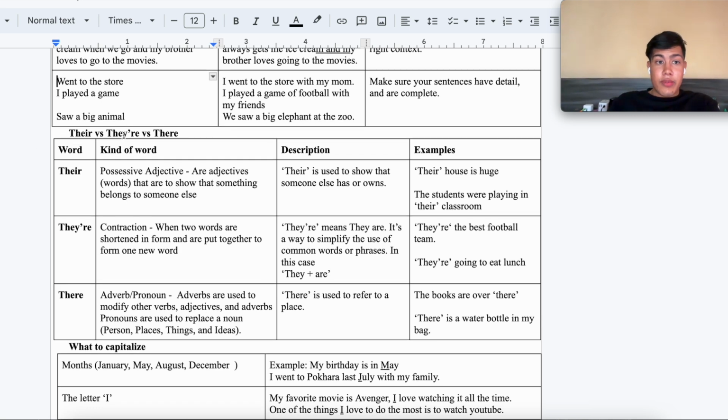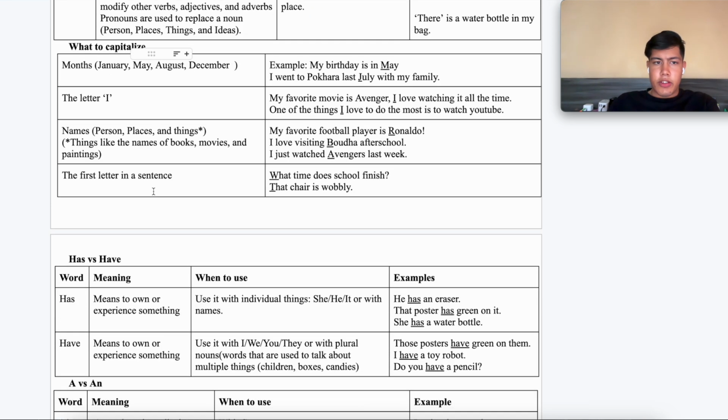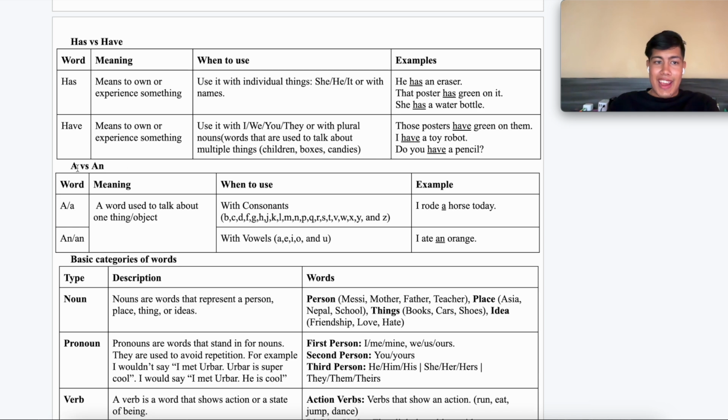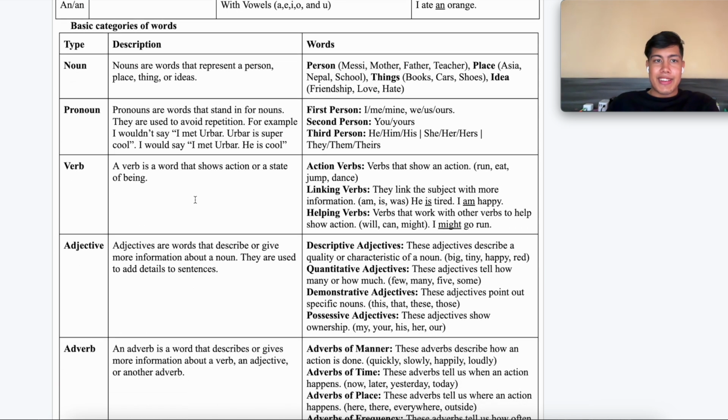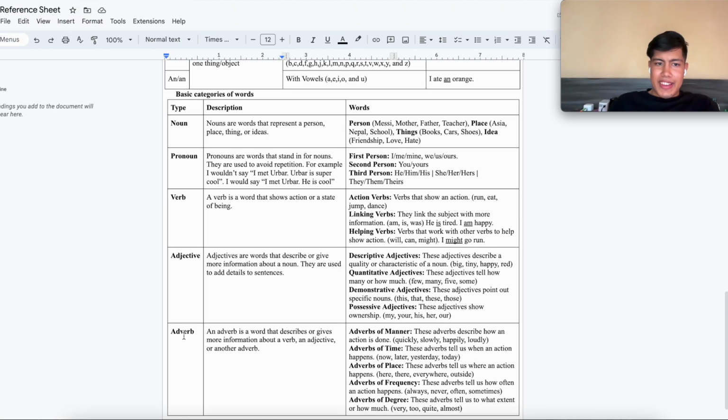Also, there is another focus. What to capitalize is another focus. Has versus have is another focus, a versus an, and then the basic categories of words. Now, this last part's a little scary. I understand. Some of you guys understand this somewhat well, some of you guys don't understand it at all, and that is fine. I don't expect you guys to fully understand this.